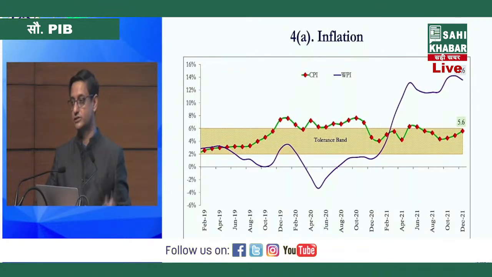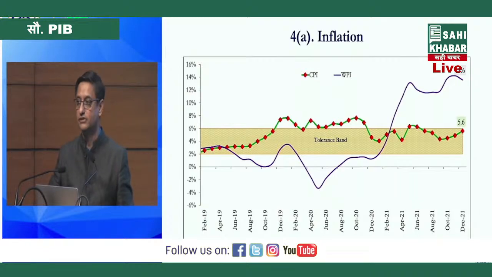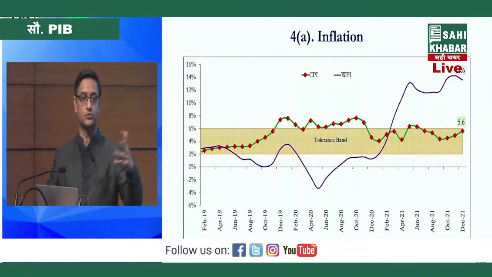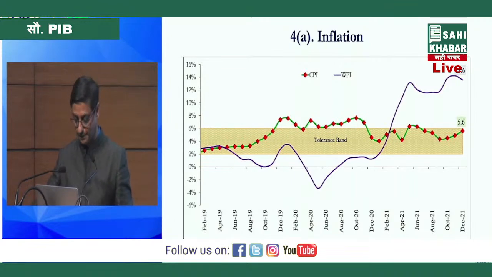Now, some of that, of course, is a reflection of the low base from last year. So that will, of course, wear itself out. But we do need to be concerned here in India about the fact that there is significant imported inflation, particularly from energy prices, that will be something we need to watch out for.